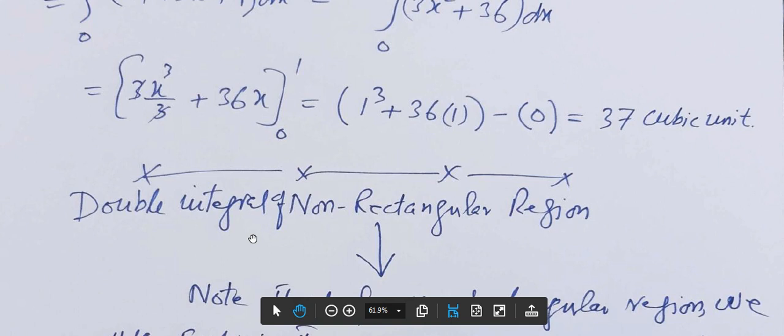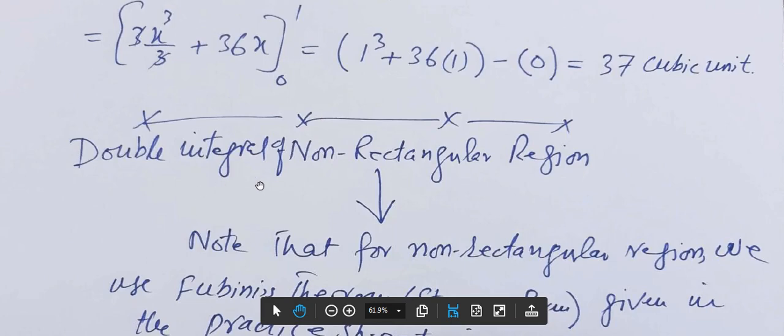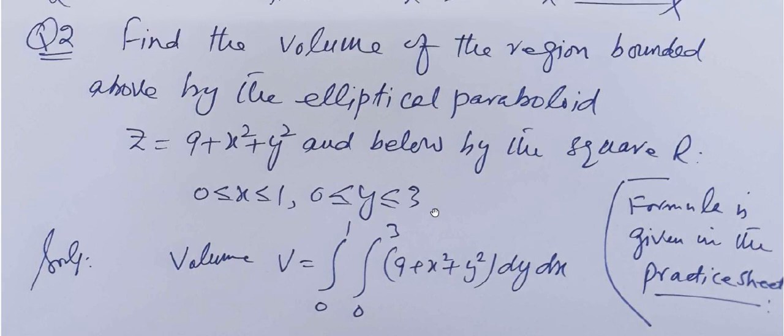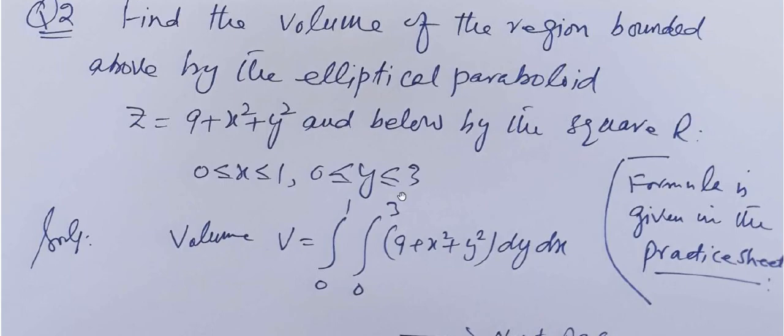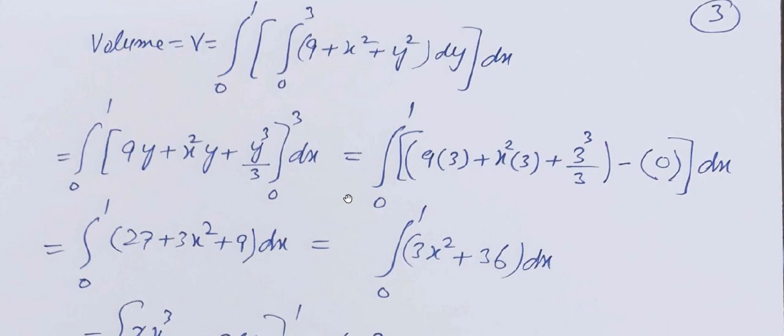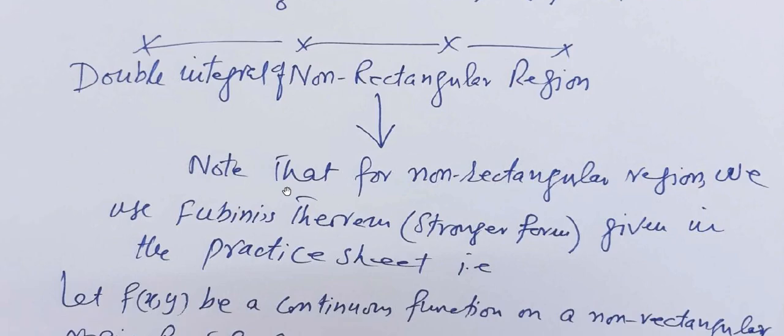So now next is double integral of non-rectangular region. Previous was the rectangular region. Rectangular region was when you take limits like 0 to 1, 0 to 3, so it means a to b or c to d, so this will become like a rectangle. But if it is not a rectangular region, then what will we do?